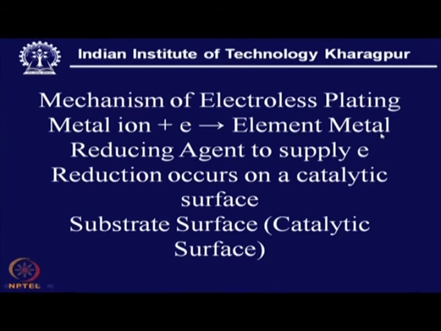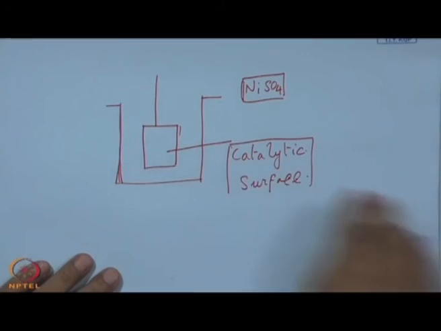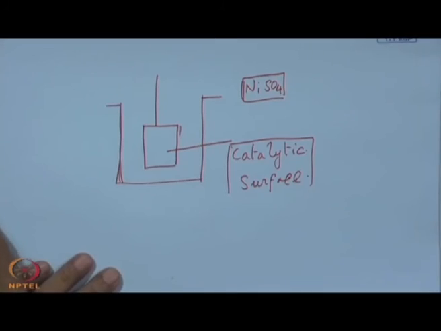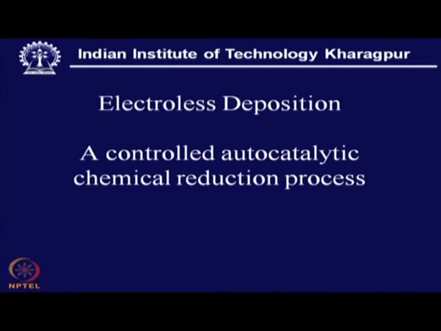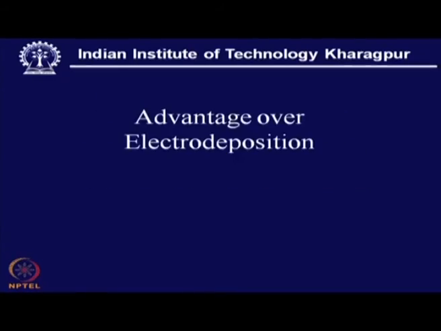So, from this we expect this nickel to come over this surface, it can be steel, very easily it can be handled, and reduction occurs on a catalytic surface. So, here this is a controlled autocatalytic chemical reduction process. This way also we can describe this electro-less, it is autocatalytic, an auto adjusted controlled process.